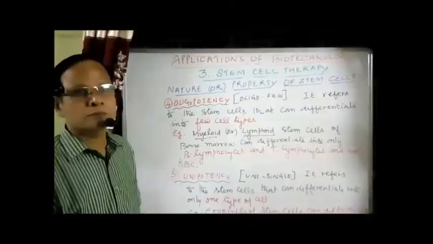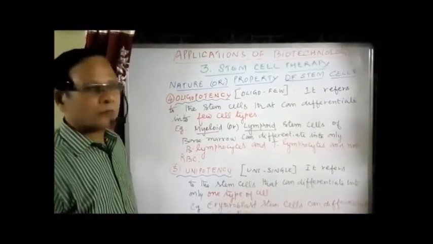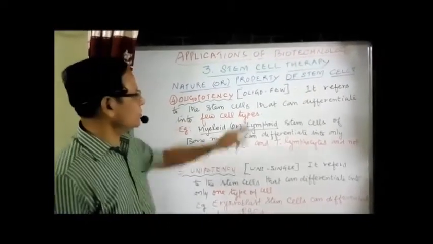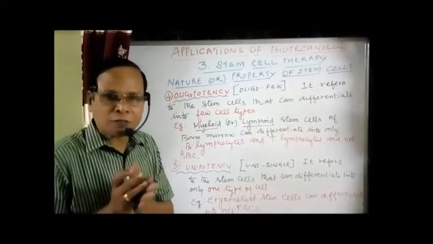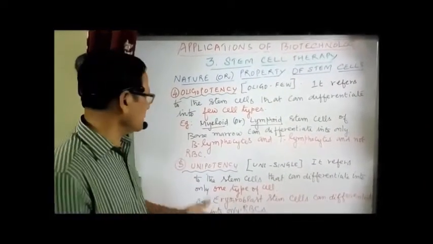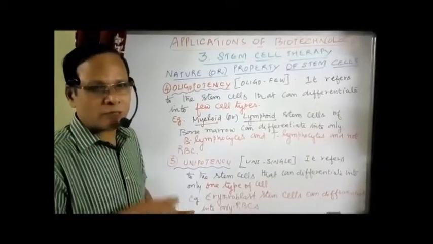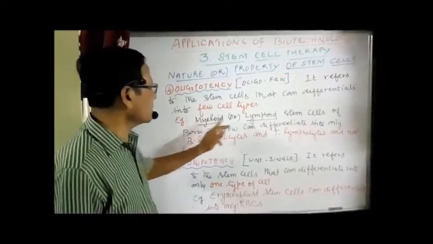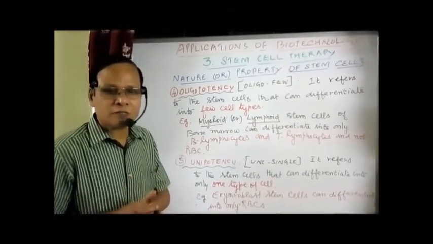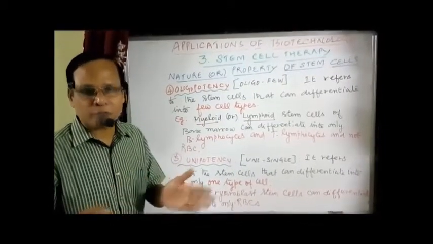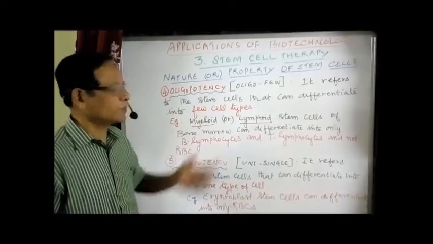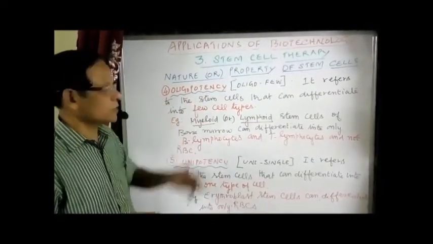Okay, let's continue. Now the next type or the next property, the nature: oligopotency. The word oligo means a few. It refers to the stem cell that can differentiate into only a few cell types. For example, if you take the bone marrow, there we have the stem cells in the form of myeloid or lymphoid stem cells. They can differentiate into either lymphocytes or monocytes or neutrophils and not RBC. Only a few cell types are derived from that one, myeloid or lymphoid. That's why it's an example for oligopotency.